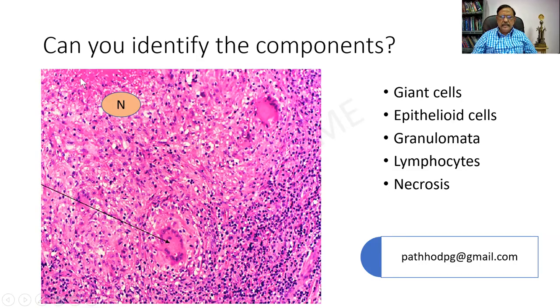Important in this slide is, look at this eosinophilic acellular area, which is an area of necrosis. It is a very small area in this slide. In another one, I shall show you. And of course, the dark blue dots are the lymphocytes.